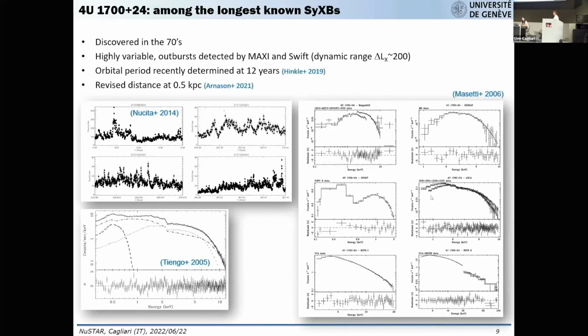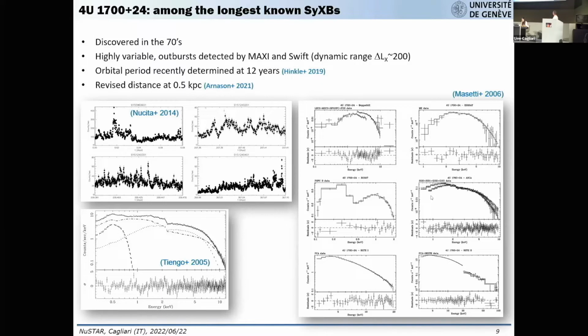So let me go to the second system, 4U 1700. This is a historical, I would say, symbiotic X-ray binary. It was known since the 70s, discovered by the Uhuru satellite. It is known to be highly variable, and produces outbursts that are often detected by MAXI and Swift, with a very high dynamic range in X-ray luminosity, about a factor of 200. And it has this record period of 12 years that was confirmed in 2019.